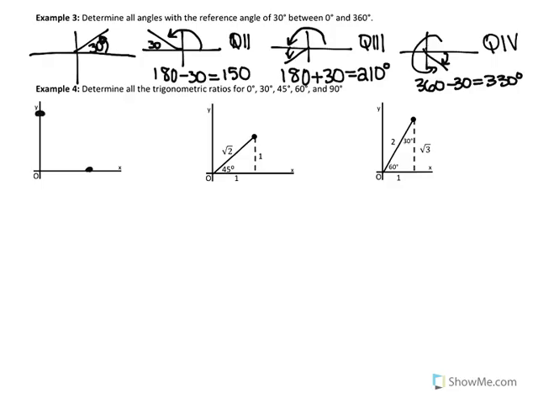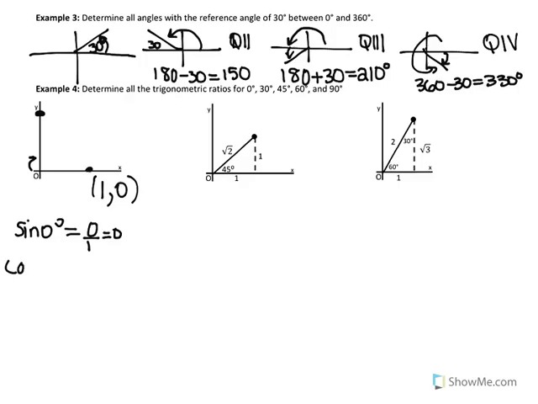So 0 is easy and 90 is easy because this point would be 1 to the right and 0 to the left. And when we're dealing with a unit circle, we're always going to deal with our smallest values. So let's do sine of 0 degrees. Sine of 0 degrees has a rise of 0 and a run of 1, so it'd be 0 over 1, which is 0.